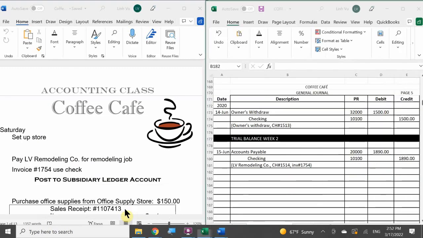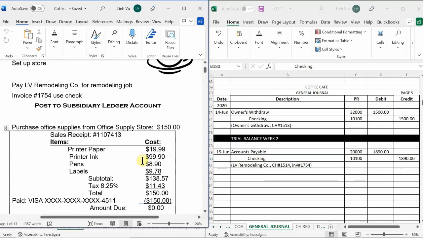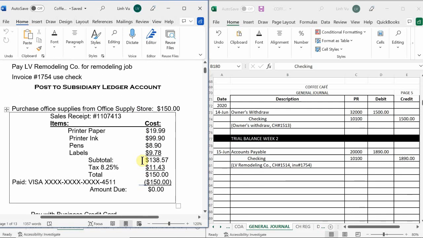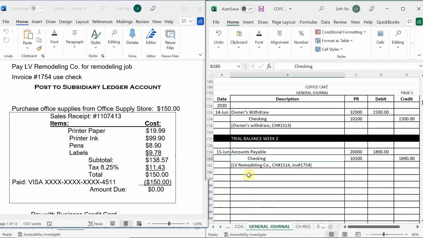So then, let's see what has happened next. What did we do here? We finally purchased office supplies. From where? The office supply store. Yes, very straightforward. What did we buy? We bought printer paper, printer ink, pens, some labels, right? What is our grand total amount? 150. Okay? And how did we pay? Visa. We used our Visa credit card to pay for this.